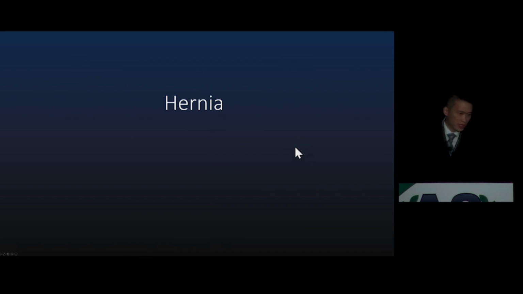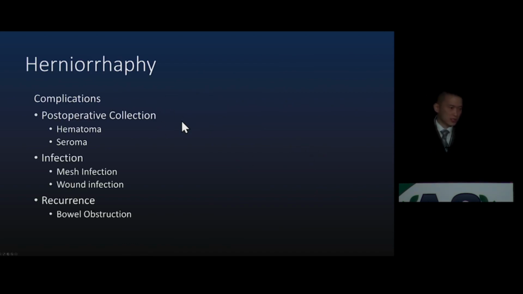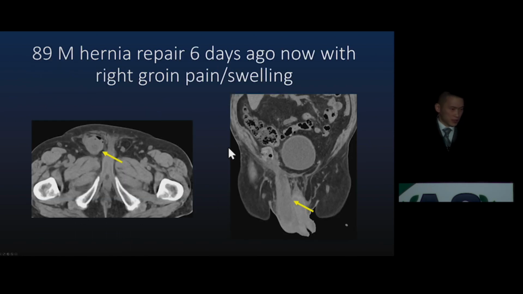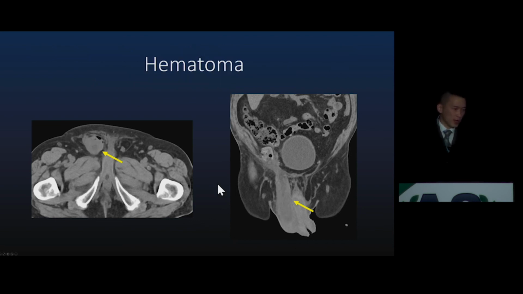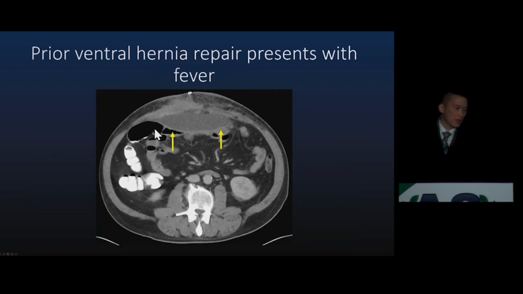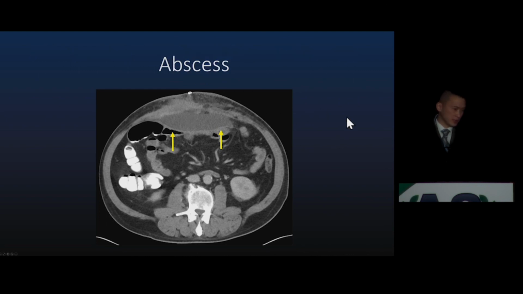Next, we'll talk about hernia. Here are some of the complications. Again, bleeding, infection, and bowel obstruction. So here's our first patient. He had a right inguinal hernia repair, and in these images, we see all this hyperdense material all along the inguinal canal extending into the scrotum. So this is a hematoma. This next patient had a ventral hernia repair, and we see a fluid collection in the operative site with a lot of overlying soft tissue thickening and stranding. So this is an abscess.